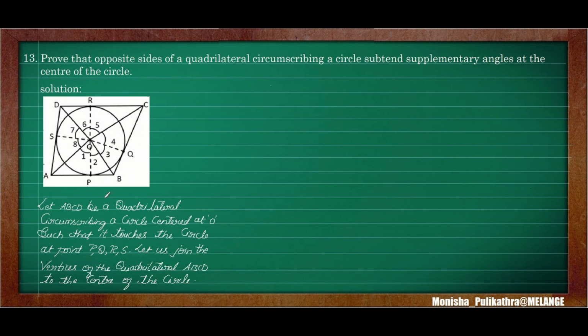Okay, I have written the data part already, that is, let ABCD be a quadrilateral. So here ABCD is a quadrilateral circumscribing a circle centered at O such that the AB part touches the circle at point P, the BC part touches at point Q, the CD part at point R and the AD part at S. Okay, and then what we have to do is construct these dotted lines, drawing all the vertices to the center. Yeah, so this is the data part.